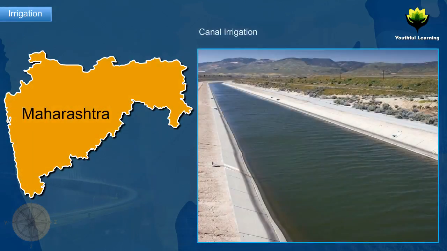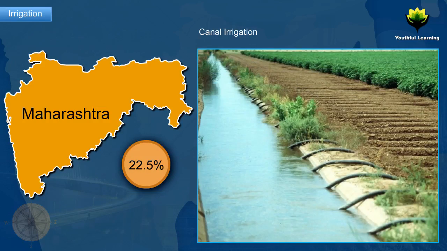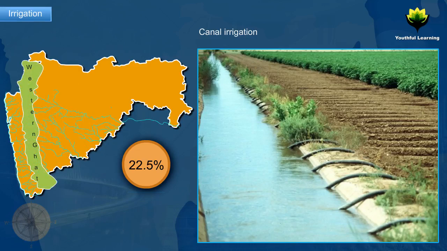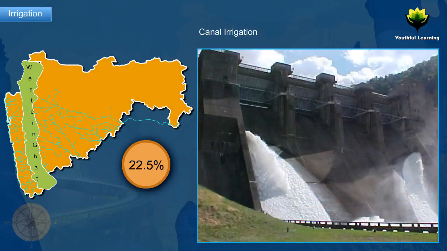Canal irrigation is used to irrigate 22.5% of the total irrigated area in the state. A canal is an artificial waterway or channel used to transport water to the fields. It is mostly found in western Maharashtra, as many rivers originate along the eastern slope of the Western Ghats and flow in the eastward direction. Many large dams have been built on the eastern slope.